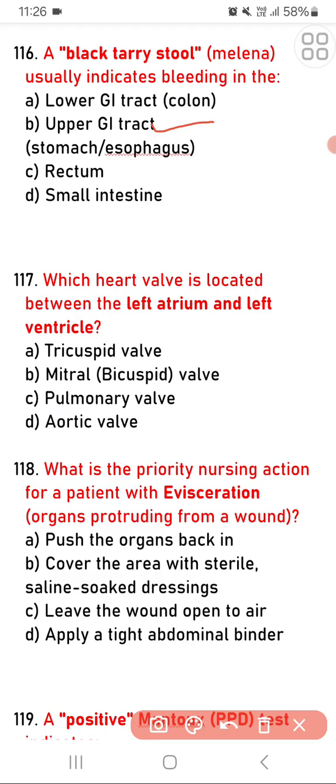Which heart valve is located between the left atrium and left ventricle? Mitral, that is bicuspid valve. What is the priority nursing action for a patient with evisceration, organs protruding from a wound? Cover the area with sterile saline soaked dressing.